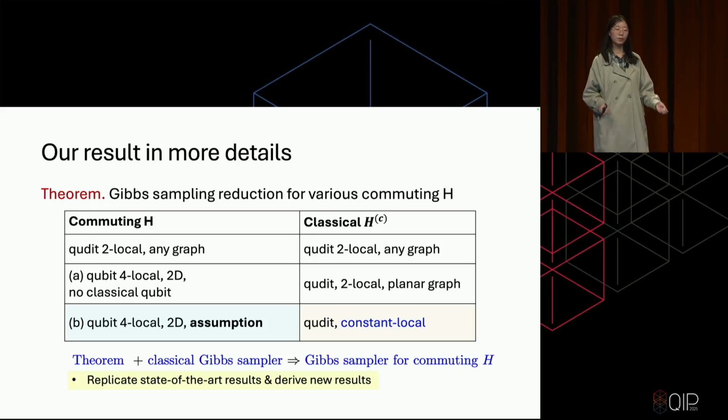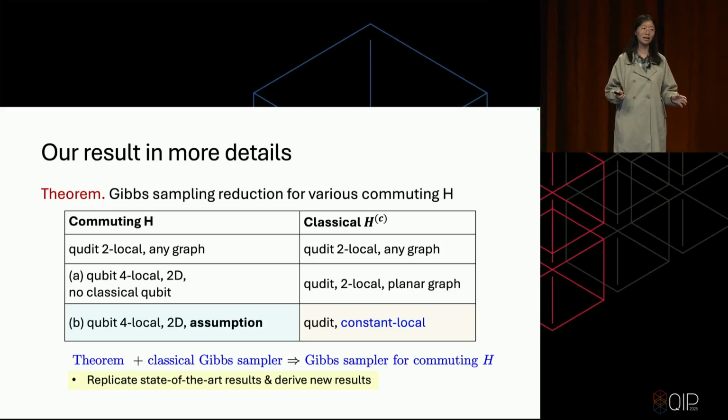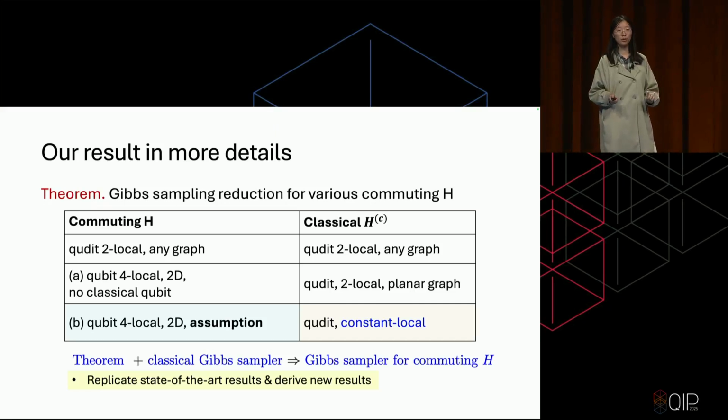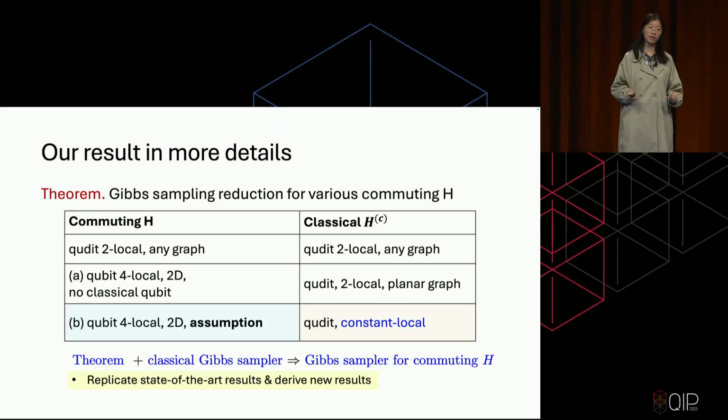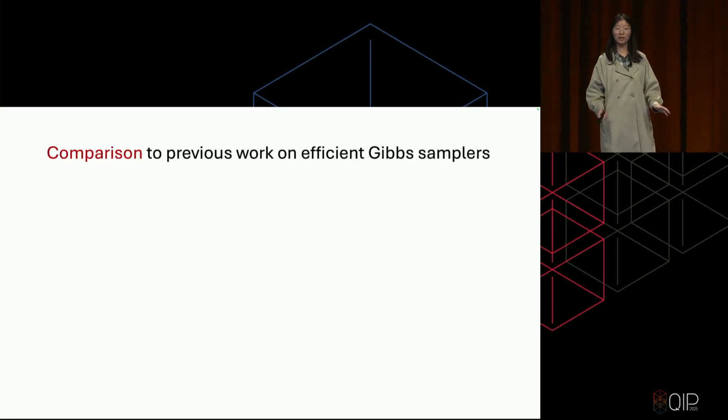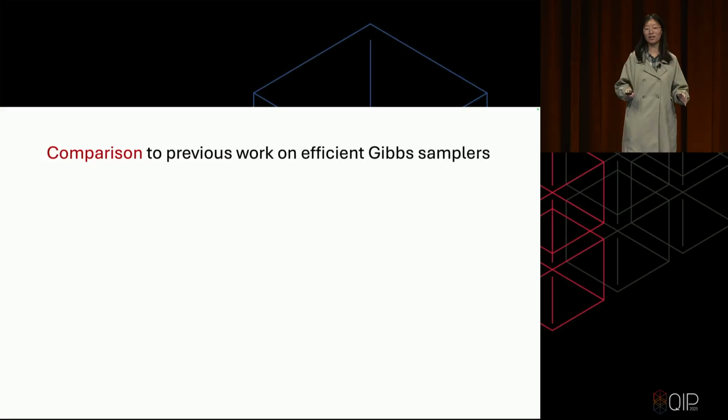And one thing I want to mention is, although this kind of reduction seems very precise and concise, it's in fact very powerful, in the sense that we are able to replicate many state-of-the-art results as well as generalize to new results. I will be more specific in the next slide. So what do I mean? How does our result compare to previous work?